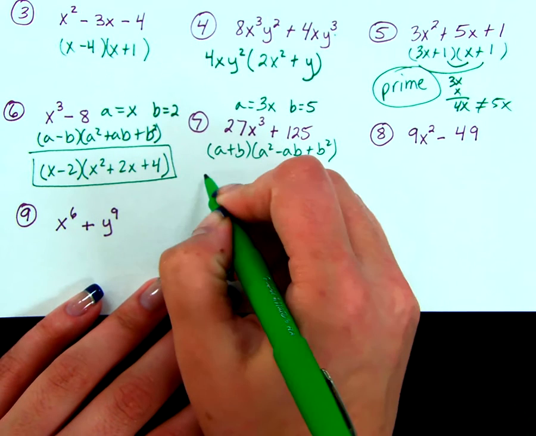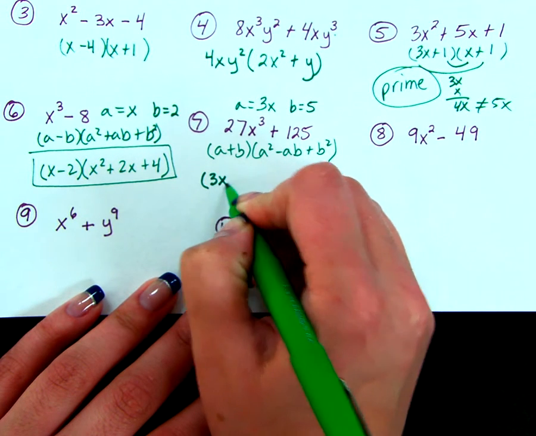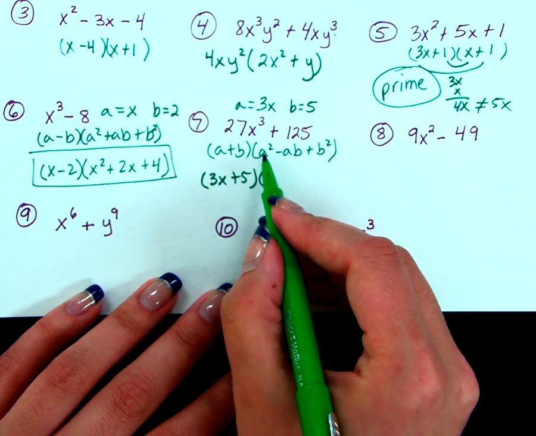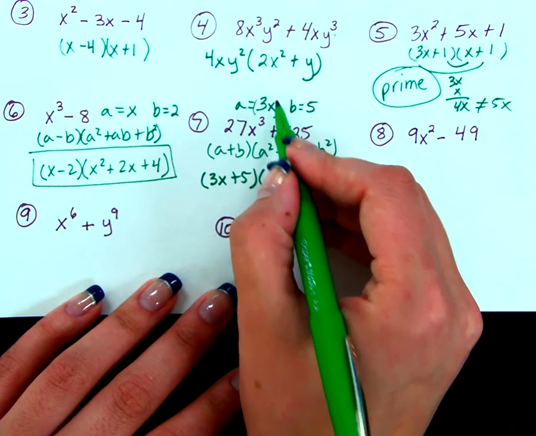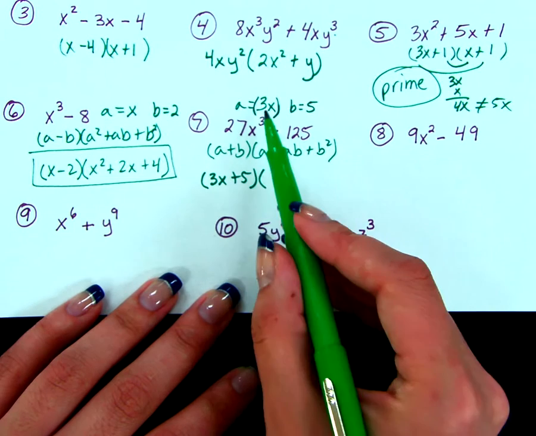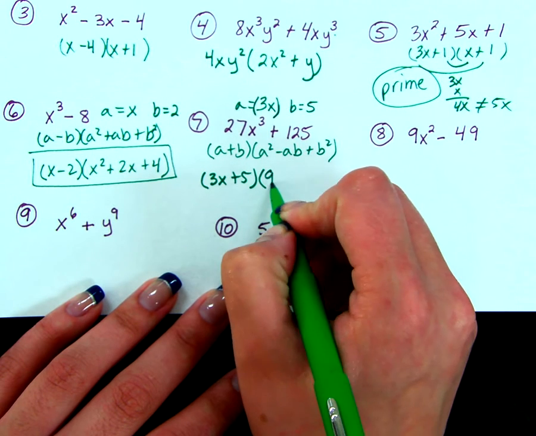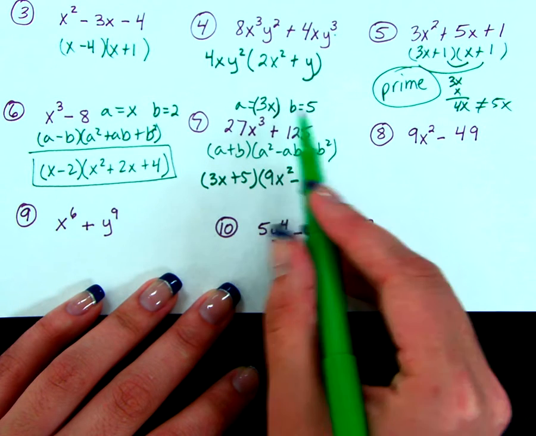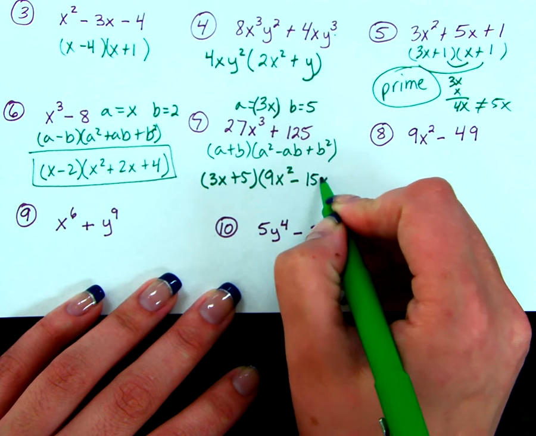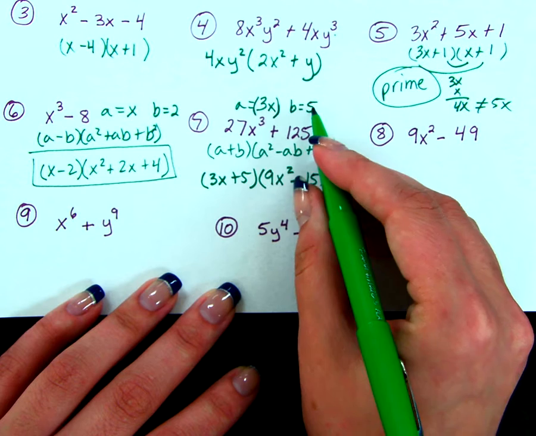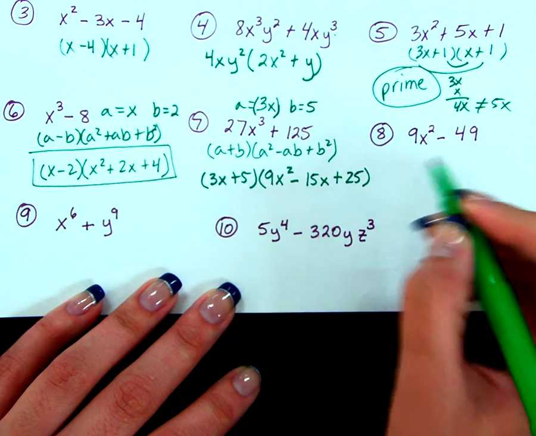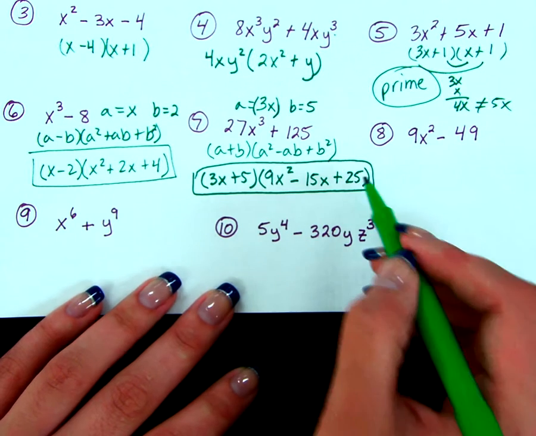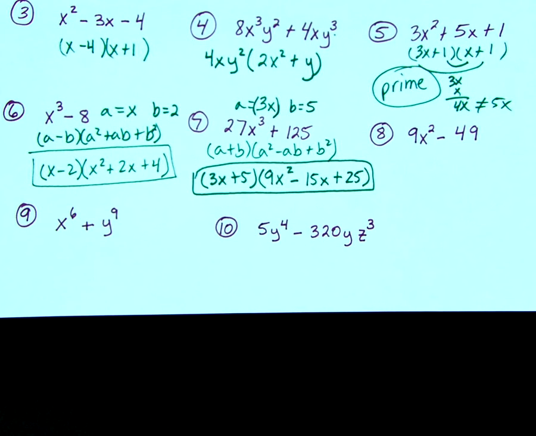So for the first one, we're going to have 3x plus 5. In the second group, when we take a squared, we are squaring this whole group. So that means that we have to square 3 and the x. So this is going to become 9x squared minus, and then a times b. So 3x times 5 is 15x. And then plus b squared. So 5 squared is 25. And then there's nothing else that we can do to simplify because this one is going to be prime. So that is our final factored answer.